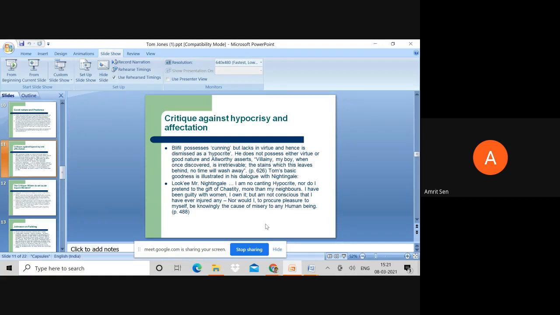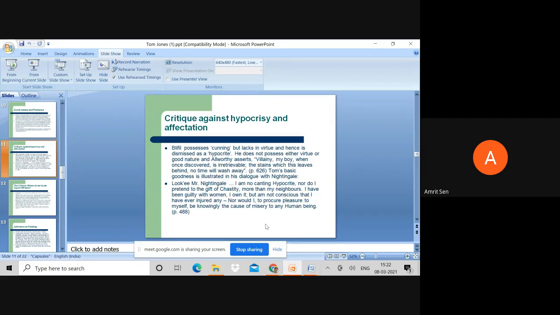Therefore, Allworthy dismisses Blifil because he's villainous. "Villainy, my boy, when once discovered, is irretrievable." So this is where Blifil becomes evil. "The stains which this leaves behind, no time will wash away." And therefore, Tom suggests that he has surrendered to desire, but he has not harmed anybody. "I have been guilty with women, I own it, but not conscious that I have injured any. Nor would I, to procure pleasure to myself, be knowingly the cause of misery in any human being."